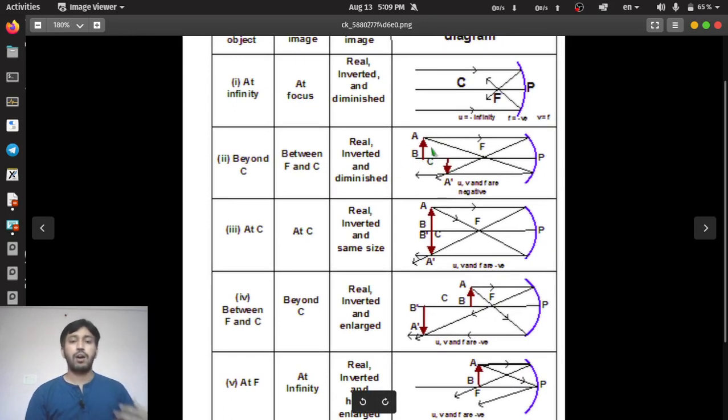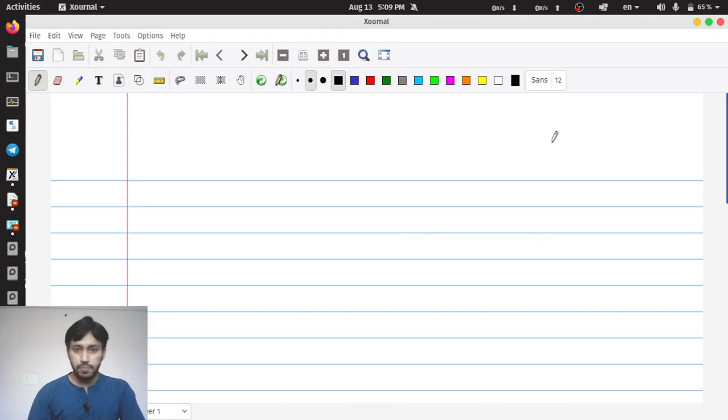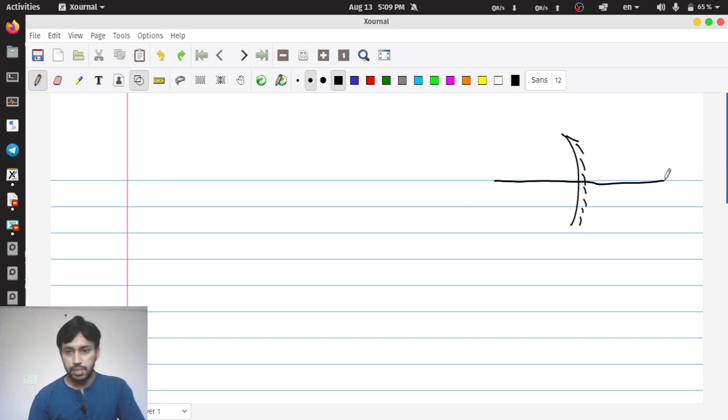You can see how will you draw the images. Basically you can see I am doing here. Suppose this is a concave mirror. Okay, and this is called principal axis, right? This is called principal axis. Okay, now suppose this is F and this is C, and suppose here is the object. Okay, here is the object.